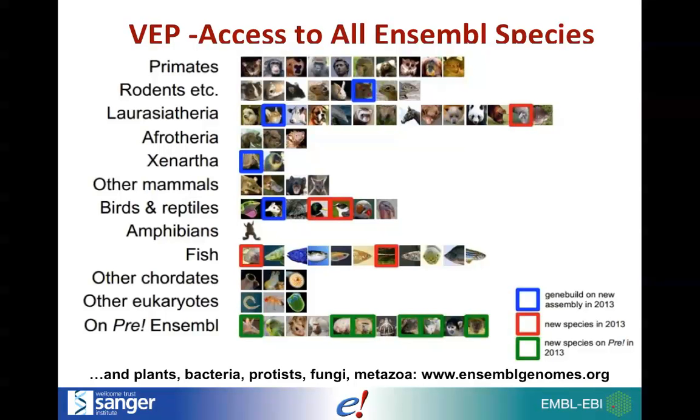And so you can just have a look at the Ensembl species there. But basically, the VEP doesn't require us to have variation information. So even for a species which doesn't have any variant information, you can still use the VEP to analyze your specific alleles and variants.